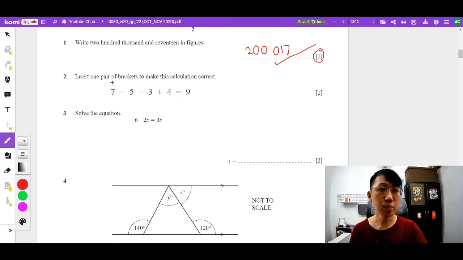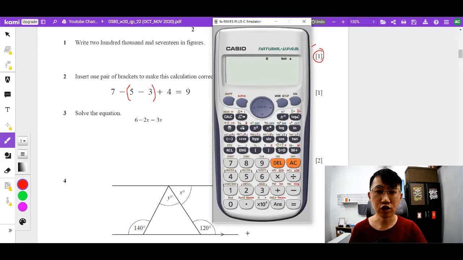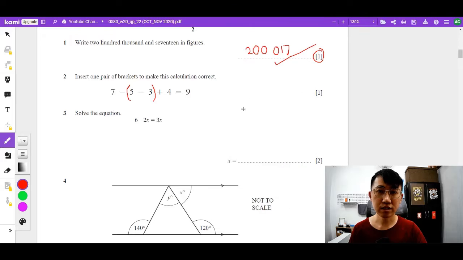Question 2. Insert one pair of brackets to make this calculation correct. The answer is actually over here. This one you need to use your trial and error skill, right? And then you need to check with the calculator. So I'm going to type what you see: 5 minus 3 close plus 4. If the answer is 9, then you are correct. So there you go. This is the answer. 1 mark again.